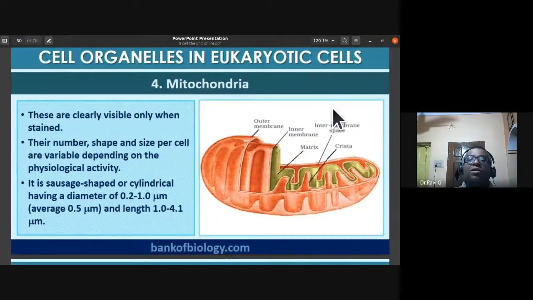Now the next cell organelle that completes the endomembrane system. We have studied in the endomembrane system the endoplasmic reticulum, which is of two types: smooth endoplasmic reticulum and rough endoplasmic reticulum. Rough endoplasmic reticulum is associated with ribosomes, and they are found in those cells where there is protein synthesis and secretion. Smooth endoplasmic reticulum is involved in lipid synthesis, and they do not have any ribosomes.